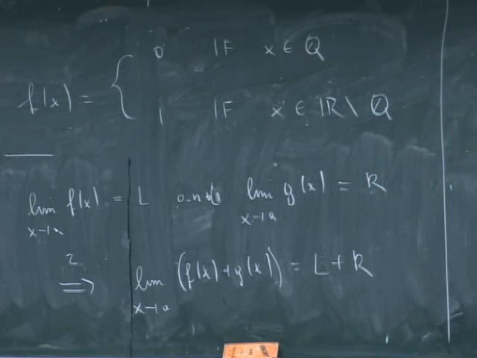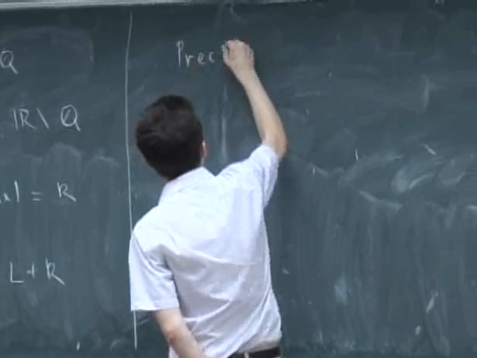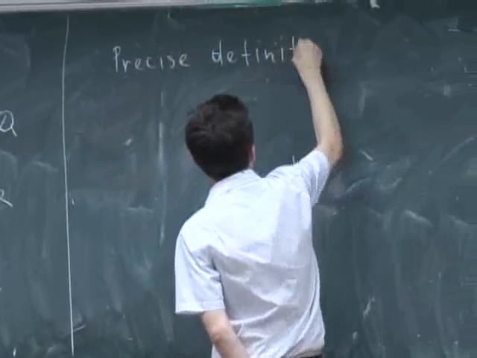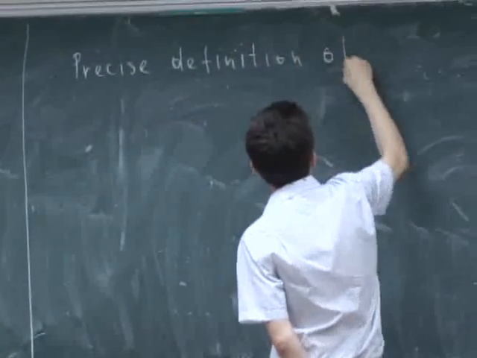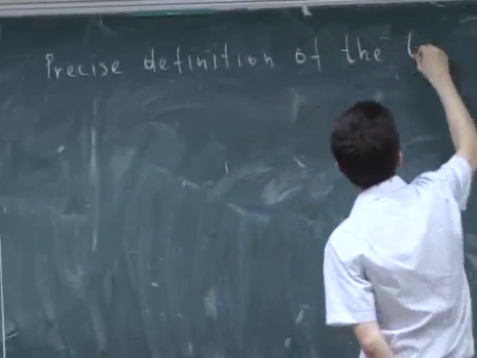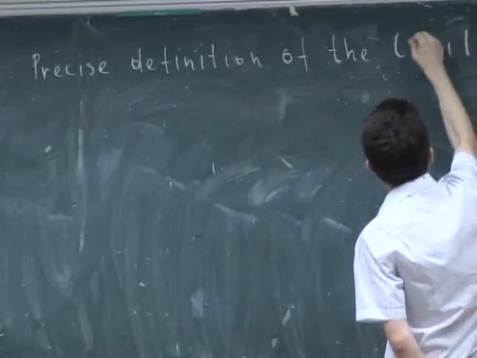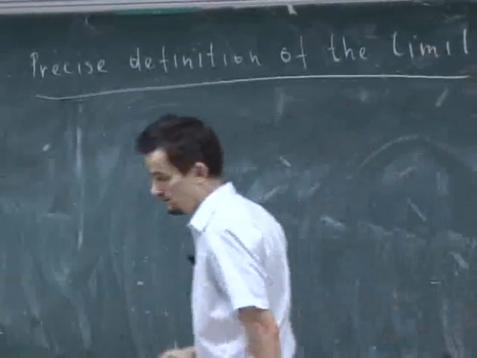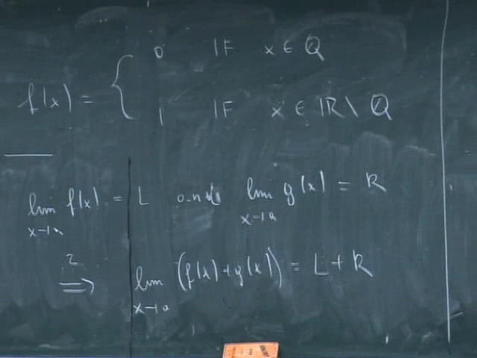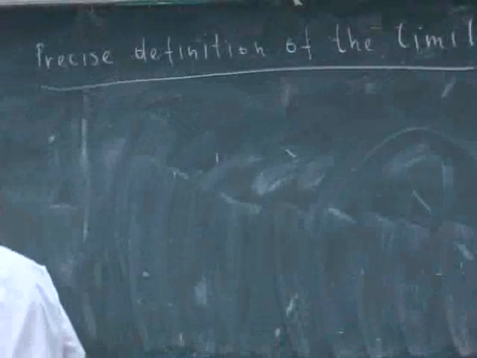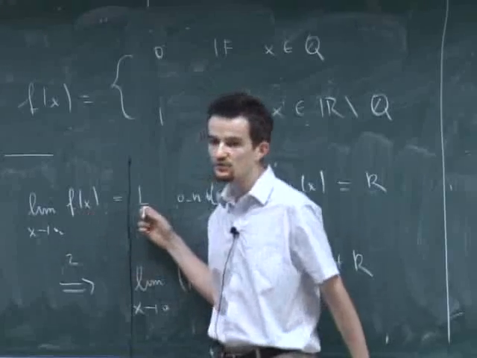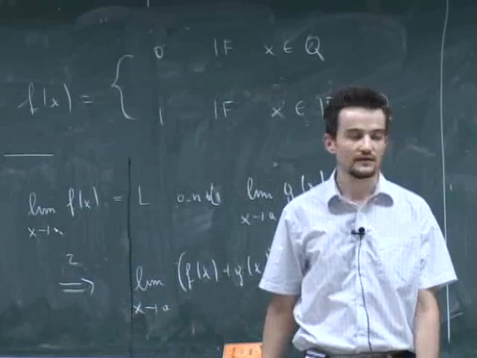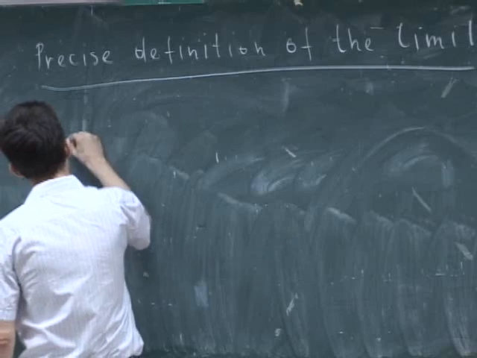I want to give a precise definition of the limit. And then I will come back to this example here. Actually, the only thing we have to do is make precise what it means that f of x is getting closer and closer to L as x is getting closer and closer to a. Now, this will lead to the so-called epsilon delta definition.